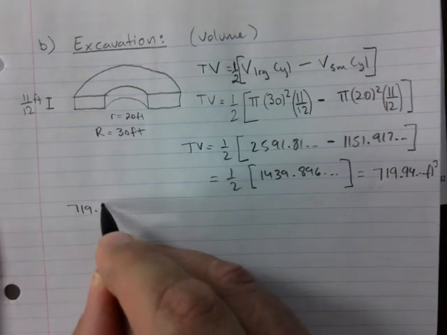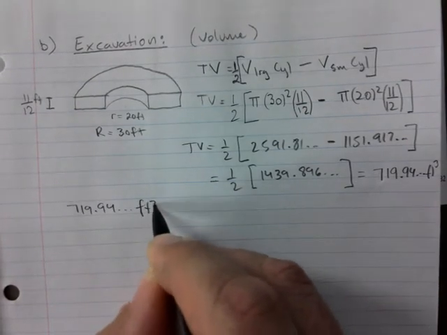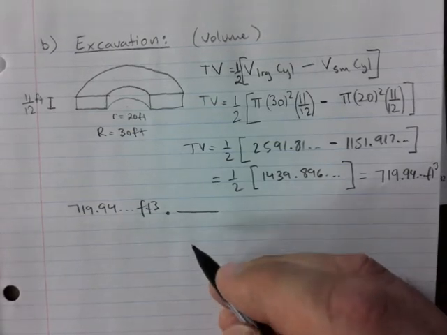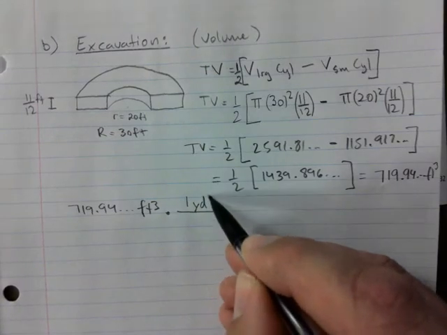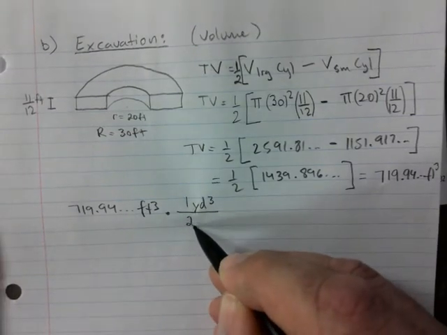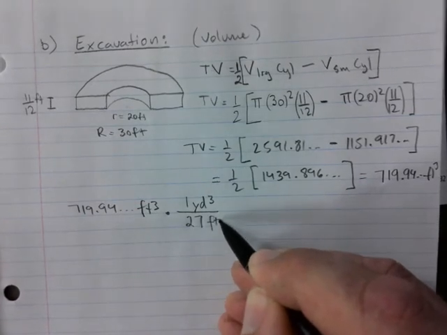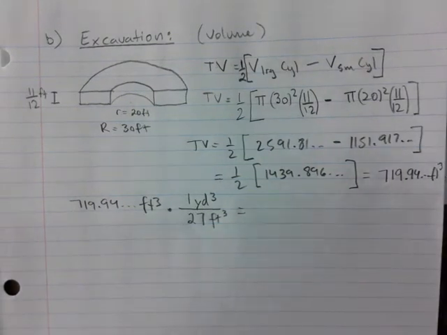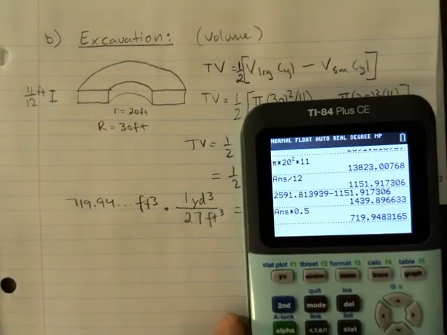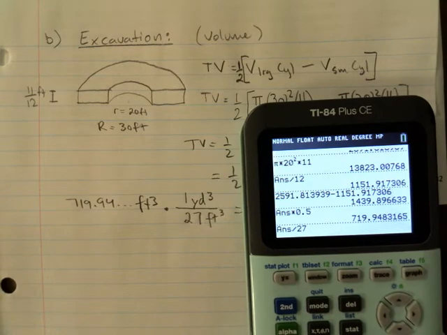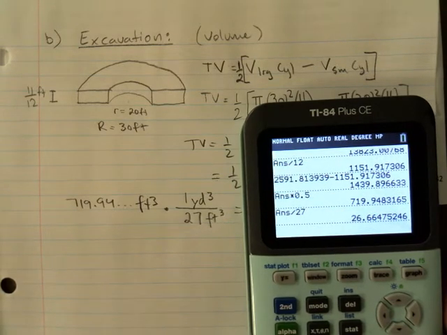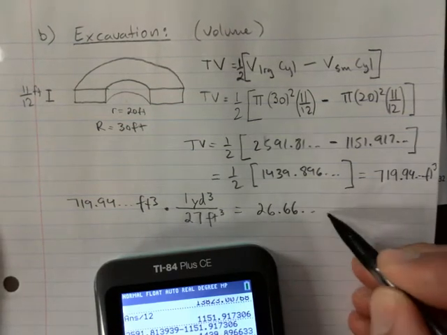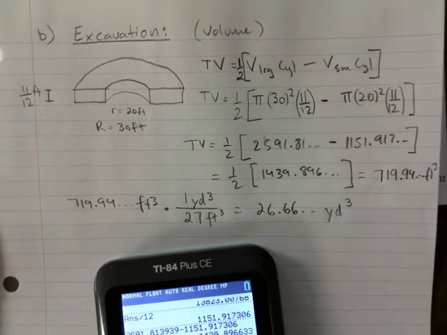Mr. Dirksen taught me how to do that. I told you to put this one on your study sheet. And I told you that 1 cubic yard has how many cubic feet? 27. Yeah, 3 to the power of 3, which is 27. So I'm just going to take that answer and divide it by 27. So that's 26.6 something. 26.66 cubic yards. No problem.